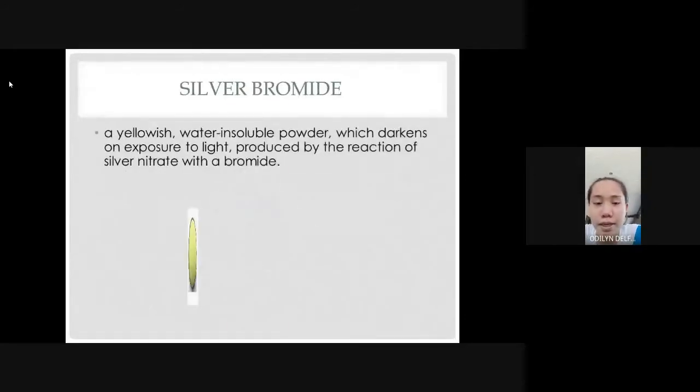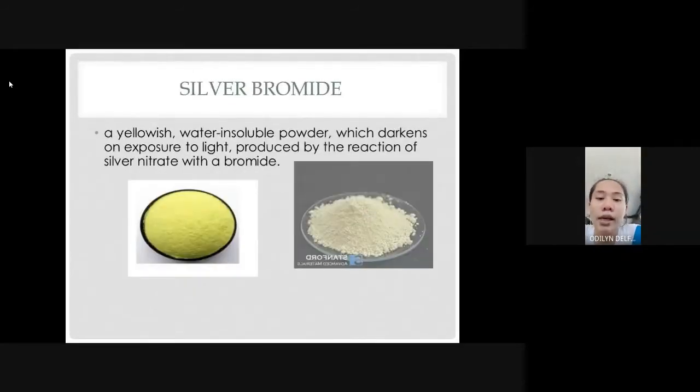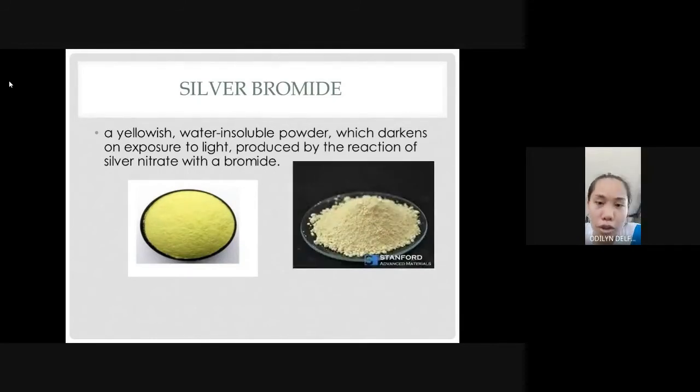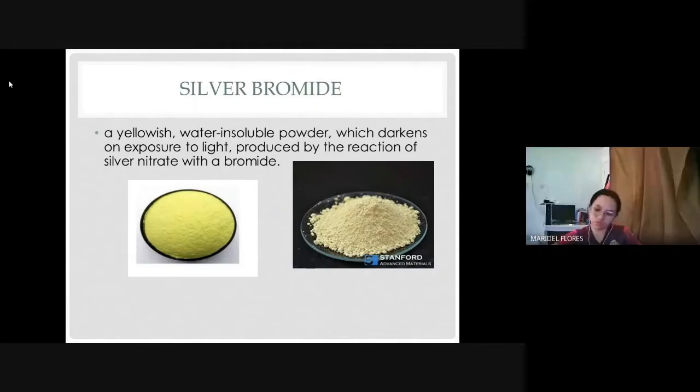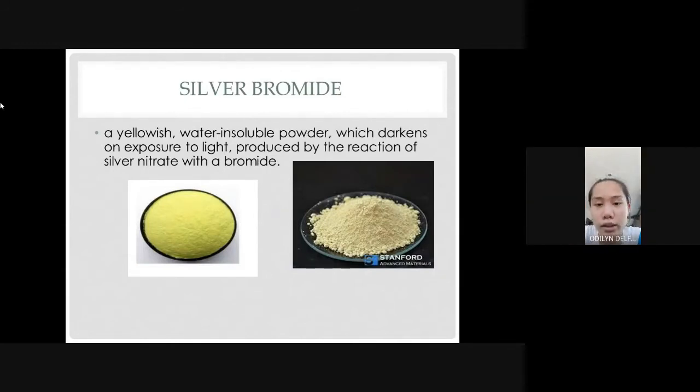So the other type is silver bromide, a yellowish water-insoluble powder which darkens on exposure to light, produced by the reaction of silver nitrate with a bromide. So here is its picture first. Next po. Its chemical formula is AgBr. It has no positive or negative sign, just AgBr. The molar mass is 187.77 grams per mole.